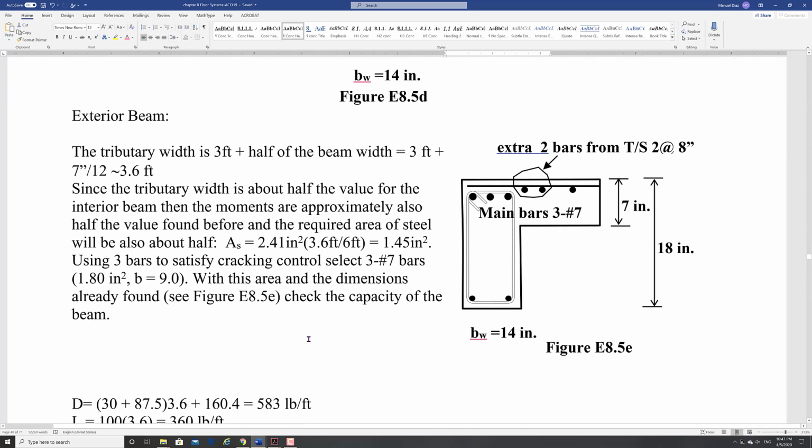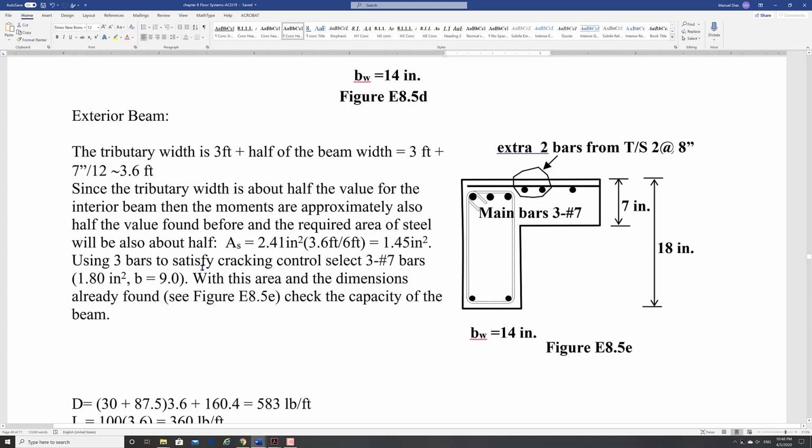For the exterior beam, we will do basically the same, okay? The tributary width is 3 feet, right, plus half of the beam width, so we know that, so that's 3.6 on the way there. So since the tributary width is about half the value for the interior beam, then the moments are approximately also in that ratio, right? And so I did a ratio simply here. So look at that. That's another way to simplify things. I did a ratio because the load is about that ratio. And then we get 145.